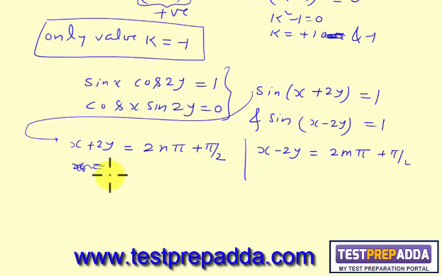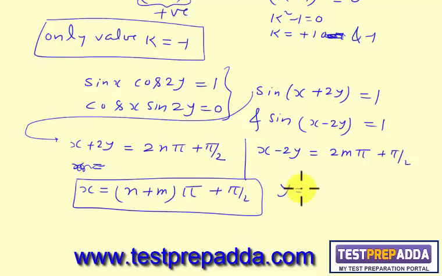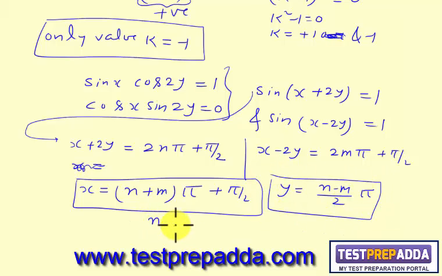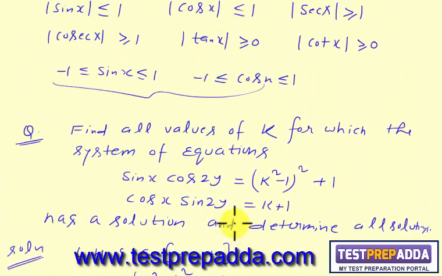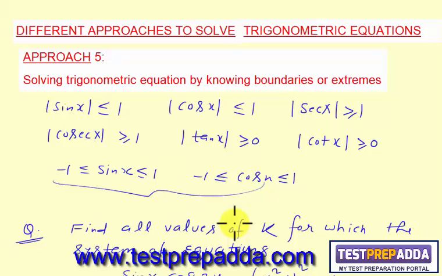If I solve, I can get x as (n plus m) pi plus pi by 2 and y as (n minus m) by 2 times pi, where n and m belong to integer. So this way we got the solutions. Here we used the boundary condition.